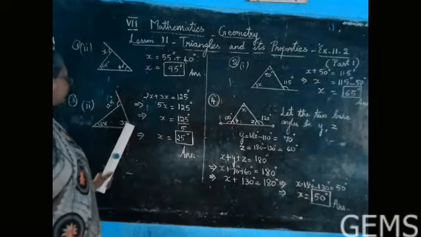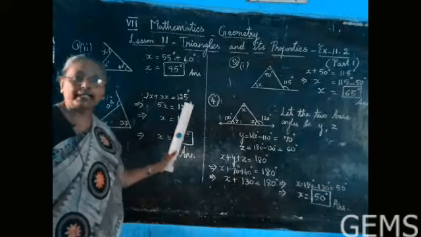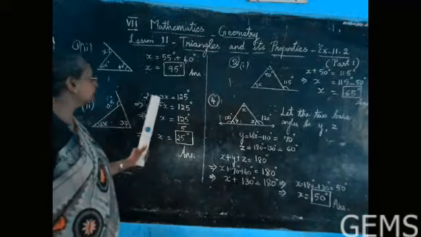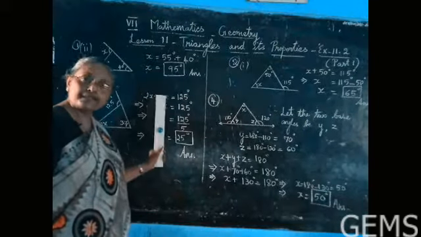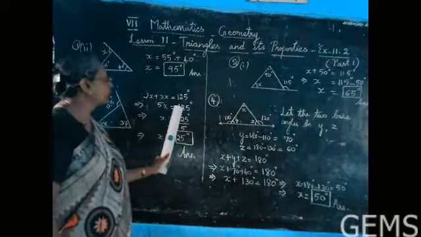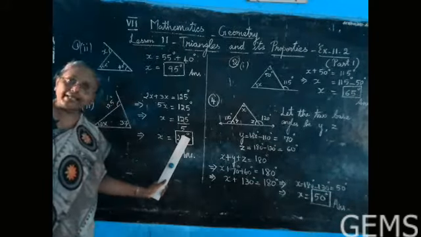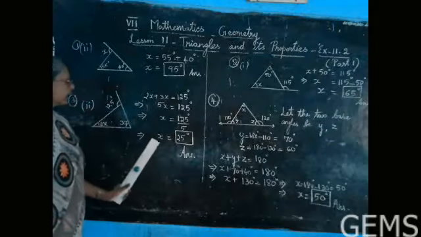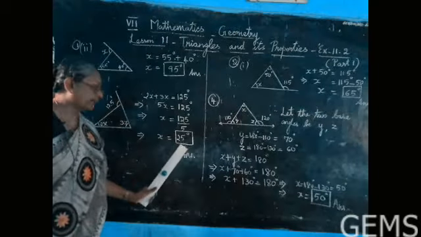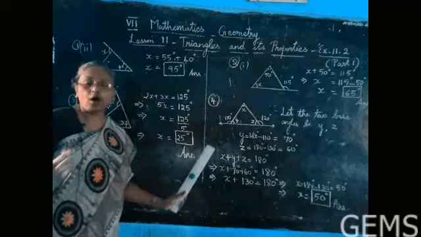So 2x plus 3x will be equal to 125 degrees, which implies adding x terms together, 5x is equal to 125 degrees. x is equal to 125 divided by 5, here it is multiplied. Therefore x is equal to 25 degrees, that will be the value of x.